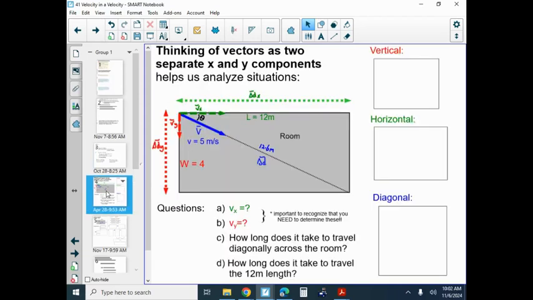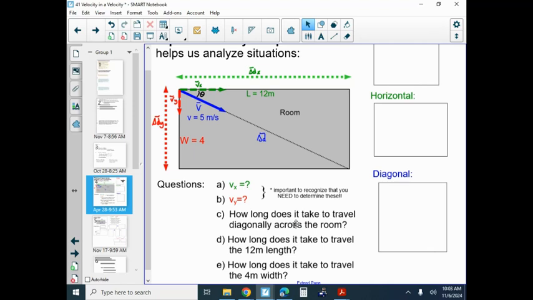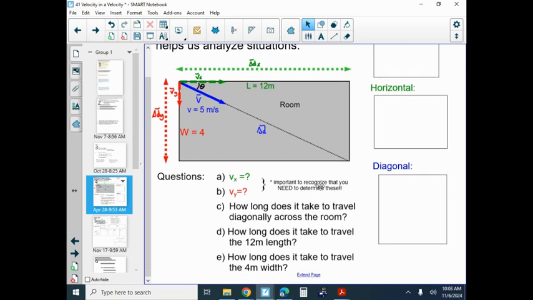So, what I will start with is looking at how vectors, velocities, and any vector really, can be treated as these two separate components and how it helps us analyze situations. So think about a rectangular room that's 12 by 4 meters, and you're going to walk diagonally across it with a velocity of 5 meters per second. This is the situation, and so the questions are: what's the horizontal component of your velocity? What's the vertical component of velocity? You'll need these to answer the other questions.